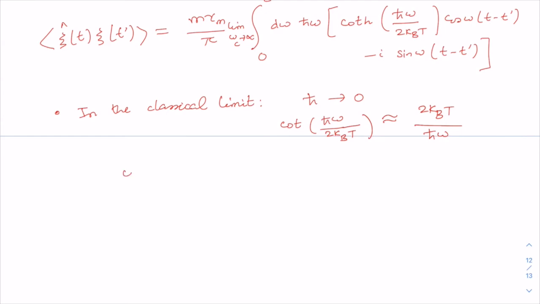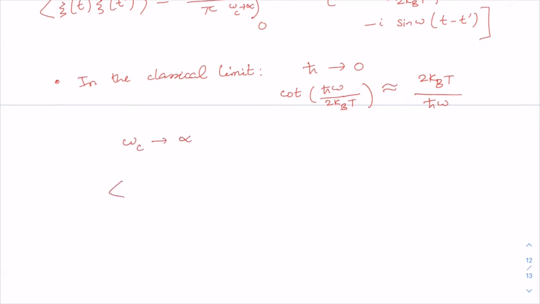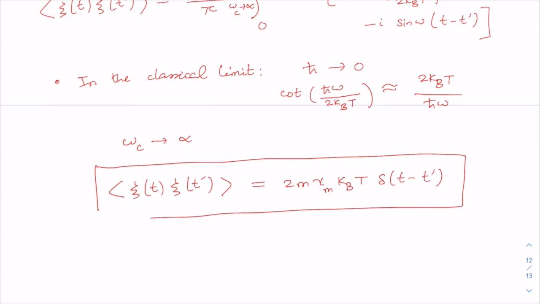And if we set omega c at infinity, then you can very easily show that in the classical limit, this autocorrelation function for the Langevin noise will regain what we got in the classical case, that is 2 m gamma m kBT delta(t minus t dash). Okay, so this is what we'll obtain, and in fact we must get it.